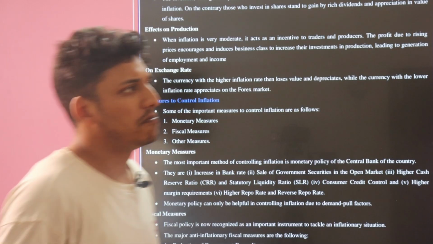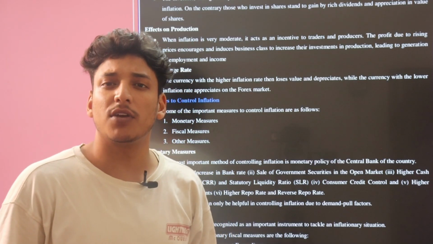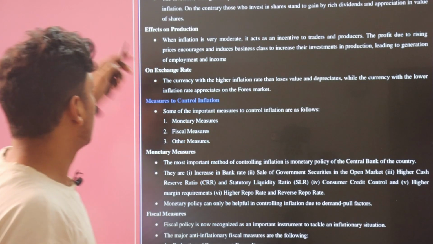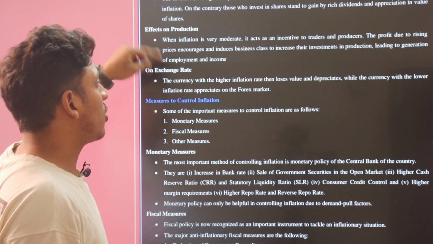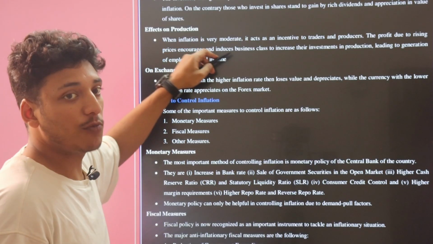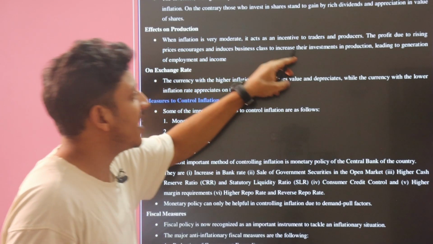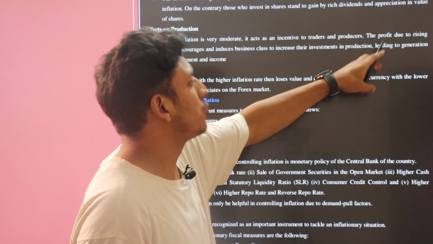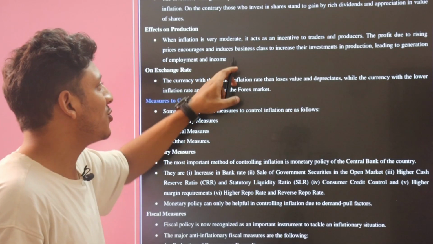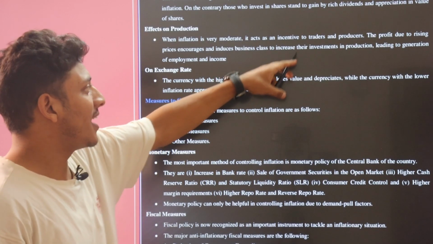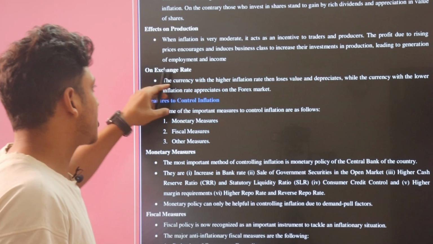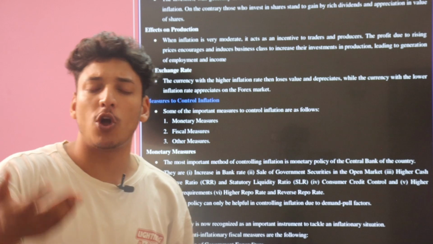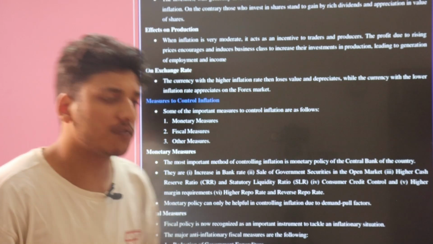Investors also get affected by inflation when their rate of interest gets reduced. The production rate is also affected. When inflation is very moderate, it acts as an incentive to traders and producers. The profit due to rising prices encourages and induces business classes to increase their investment in production, leading to generation of employment and income. Inflation also affects the production of goods.